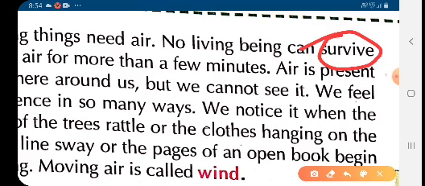Children, just hold your nose with your fingers. How many minutes can you hold your nose without breathing air?